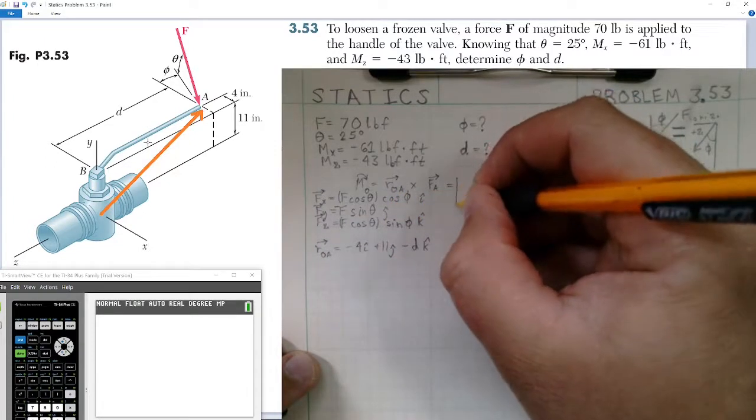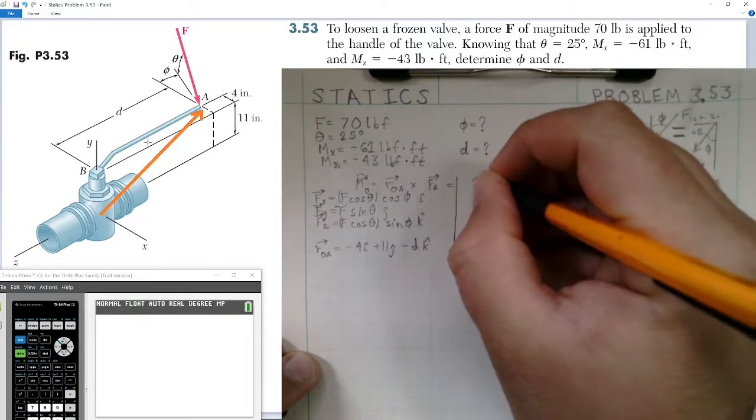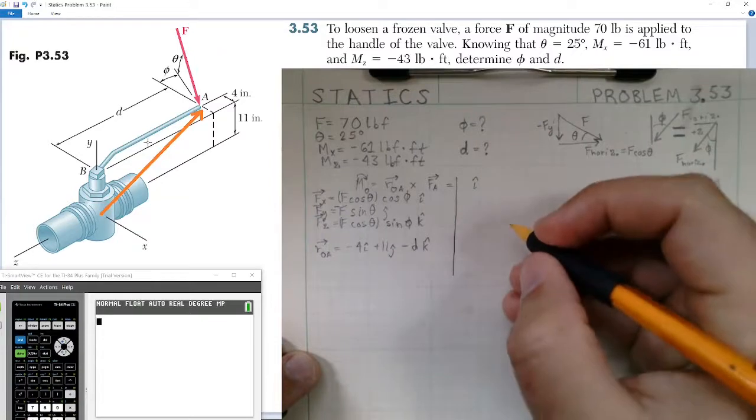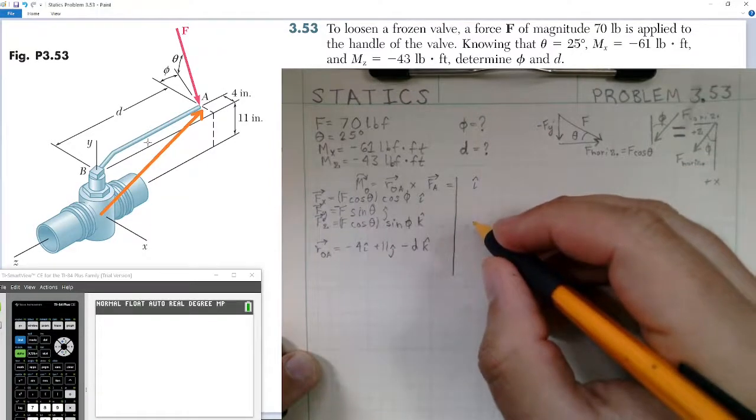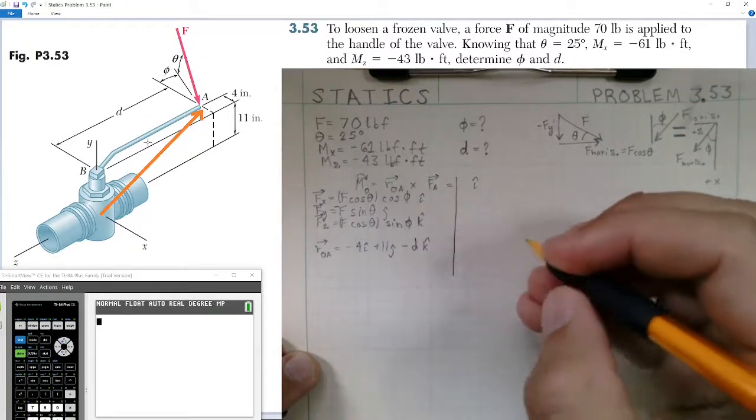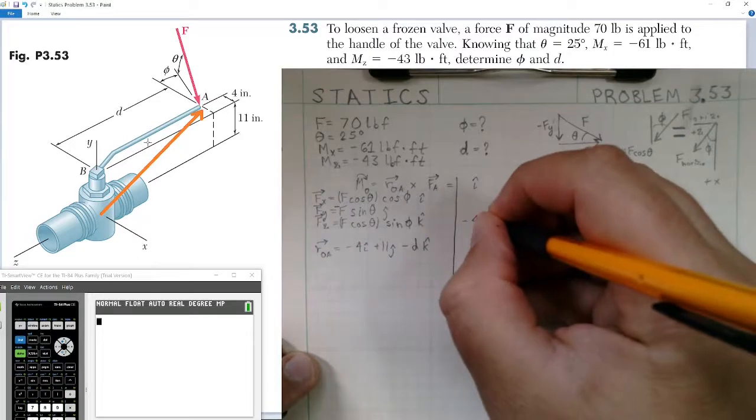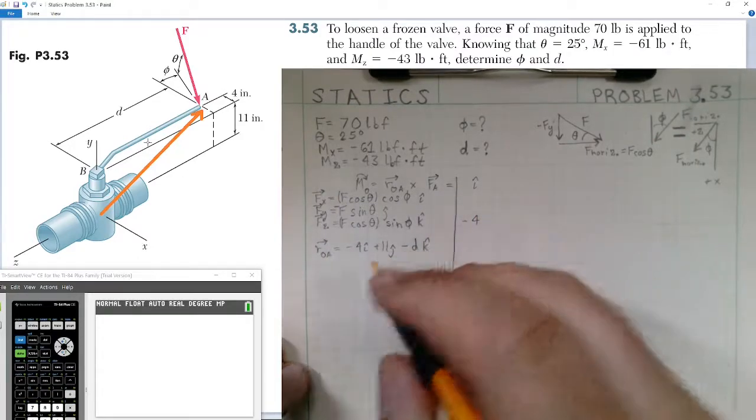So to write this out, we will have our i hat in the top row. Then we'll have our j hat and k hat, but first we need to fill in our position vectors going across the middle row and our force vectors going across the bottom row. So our position vector would be simply -4, -4 inches. We can drop units for now.